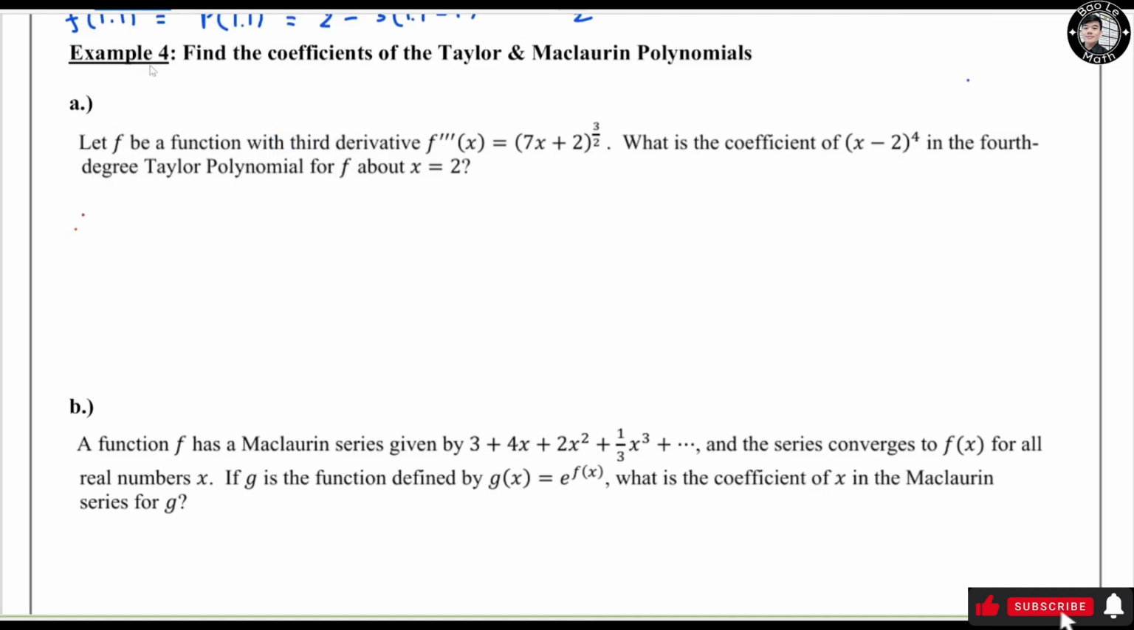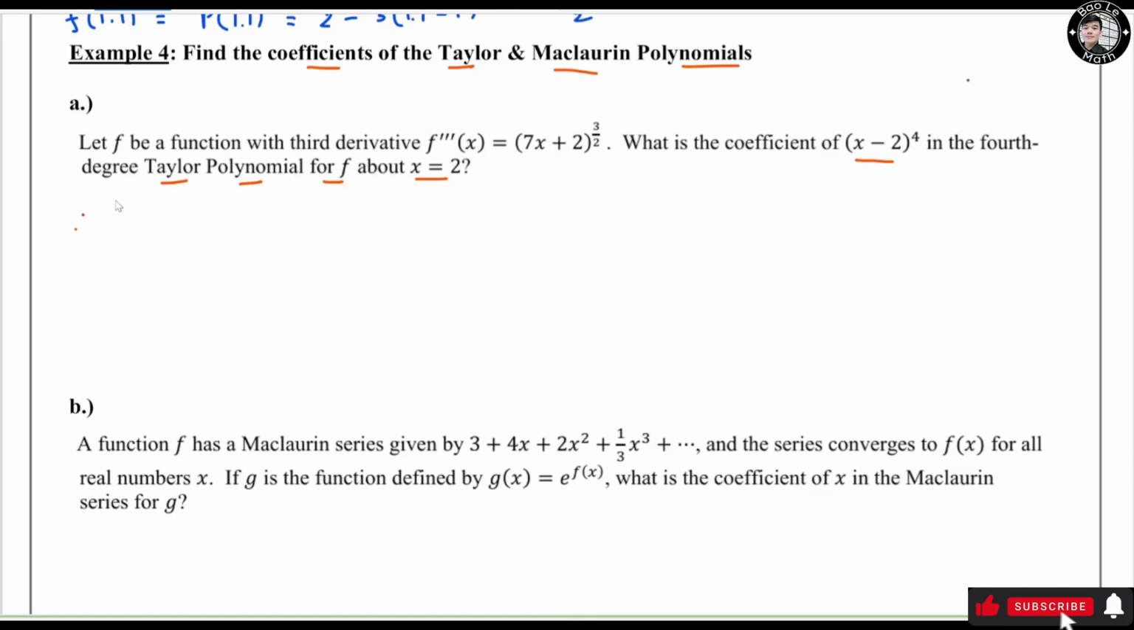Now let's move on to example number 4. We need to find the coefficients of the Taylor and Maclaurin polynomials. Alright, question A. Let f be a function with third derivative f triple prime of x equals (7x plus 2) to the 3.5. What is the coefficient of (x minus 2) to the 4 in the 4th degree Taylor polynomial for the function f about x equals 2?